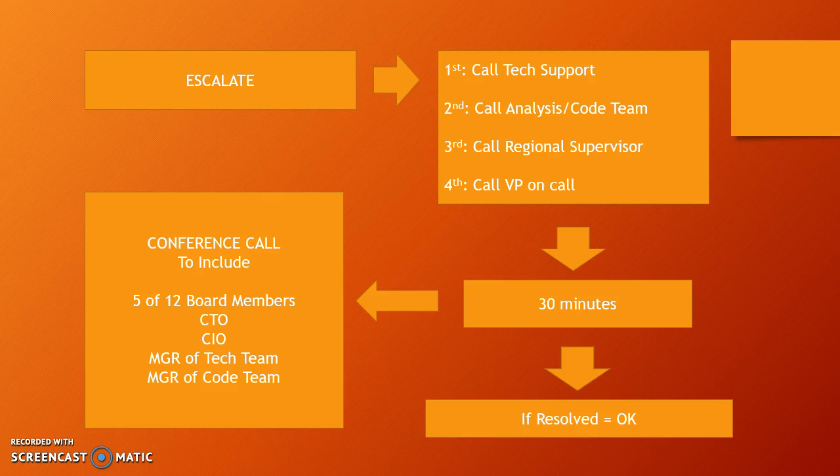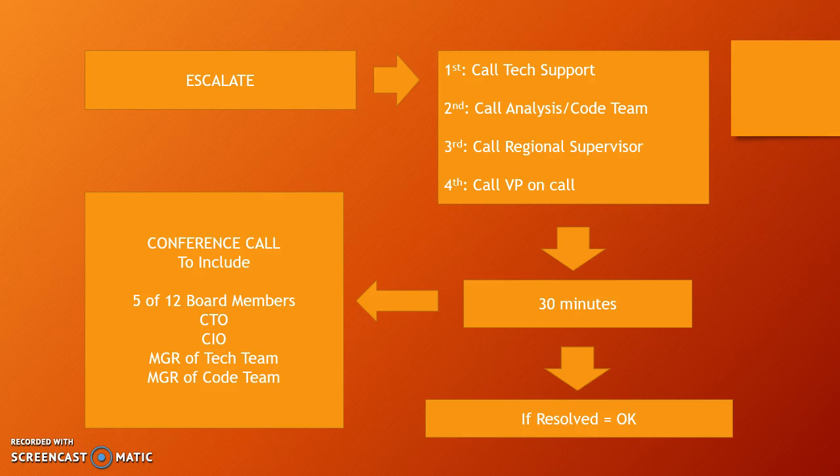That's where one of those panic buttons gets hit. You hit that panic button, and the program is set up to automatically initiate a conference call, which calls every one of the members that's supposed to be in the conference call, and they have to answer their phone. It's not a choice. So the call gets opened, or we call it opening the net. 5 of 12 board members have to be present, the CTO, the CIO, the manager of the tech team, and the manager of the code team. All these people are involved so that communication and decisions can happen immediately. Again, we're in a 30-minute window crunch. This has to happen right away.